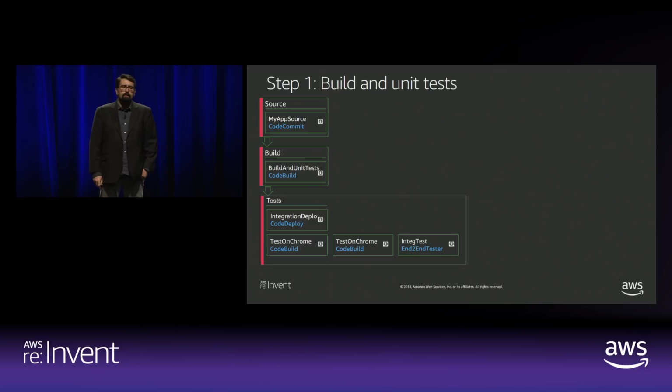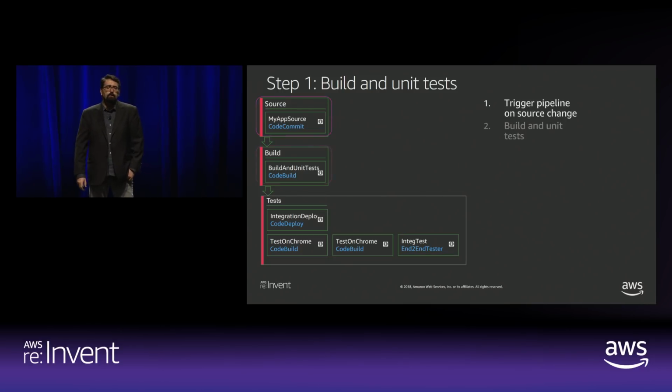So let's look at this in the form of build and unit tests. We want to trigger a pipeline. So on source control, on change, we're going to trigger the pipeline. We're then going to automate that build.